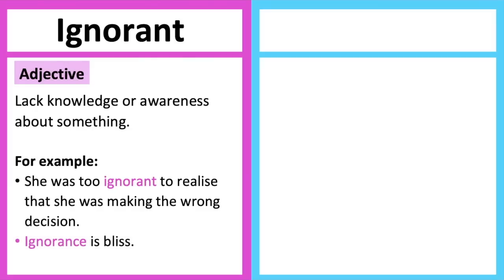This is a common phrase used in English. It means that if you don't know about a problem, then you won't spend time worrying about it. Ignorant can also be used as an insult to describe someone that is rude or has bad manners.